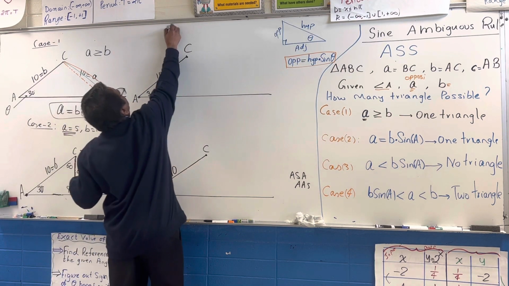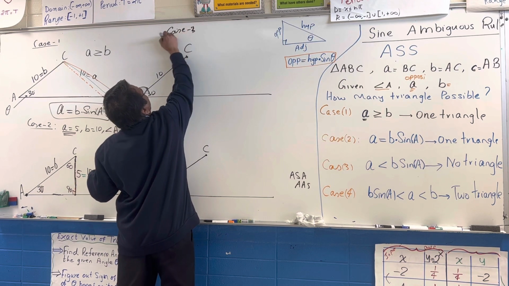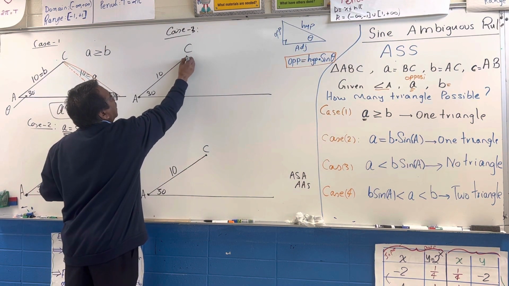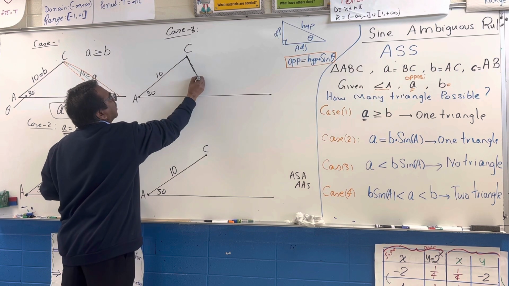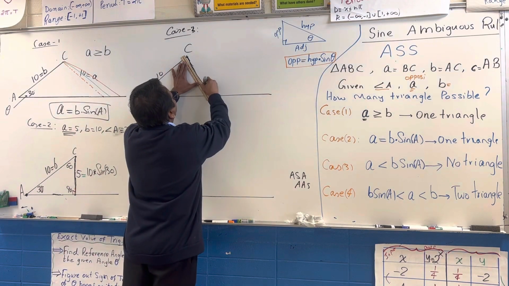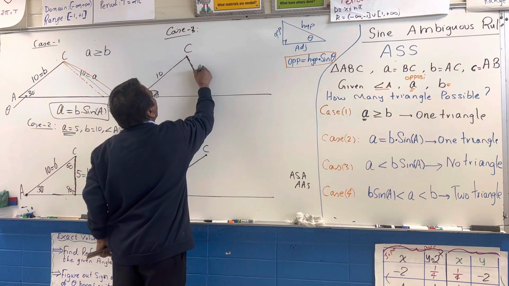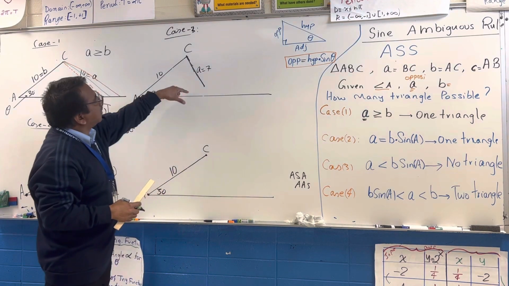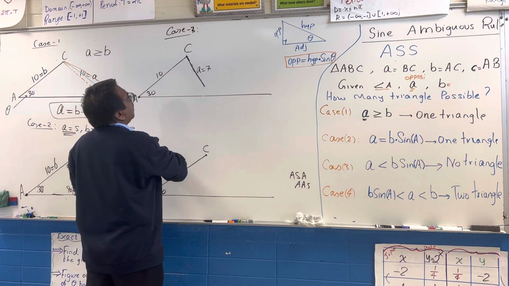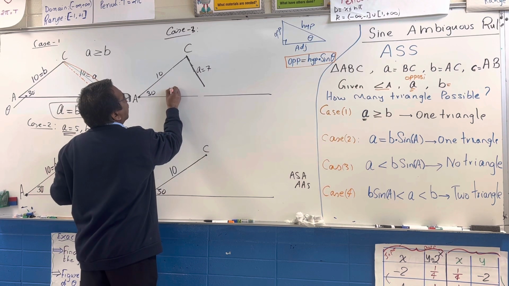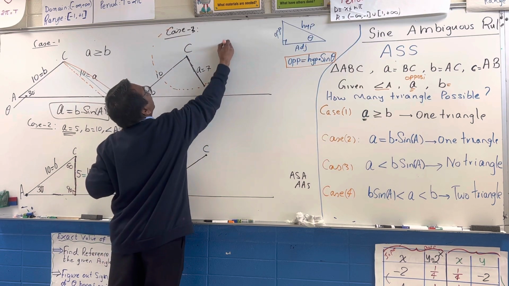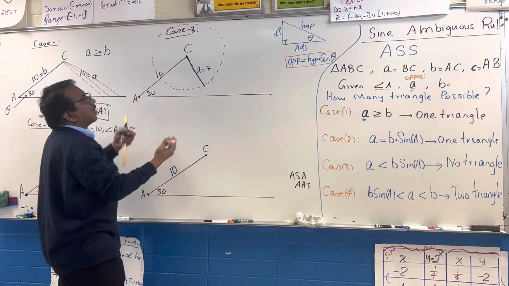Case number 3. What if I take a side which is 7? So if a is 7, you can clearly see this side a does not touch the base. No matter where you take it, it will never touch this, so you're not going to get a triangle.